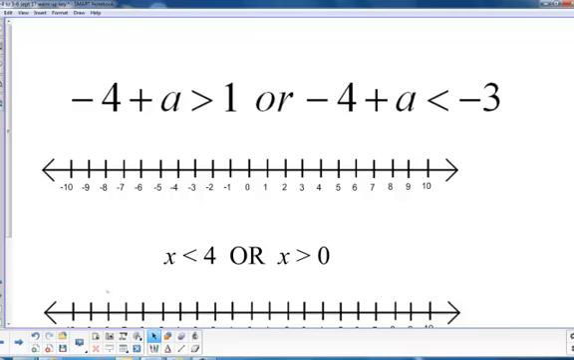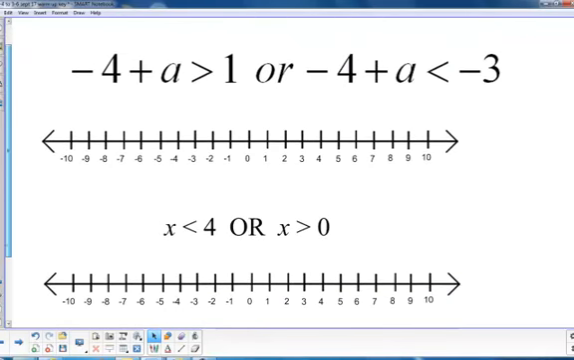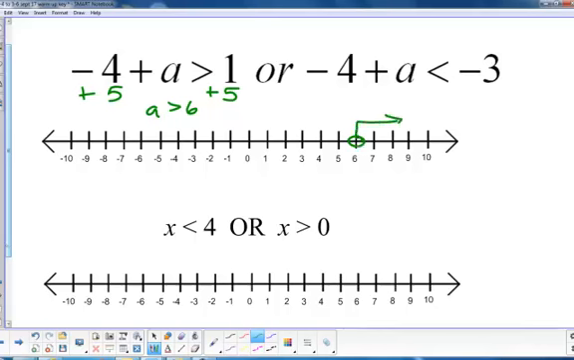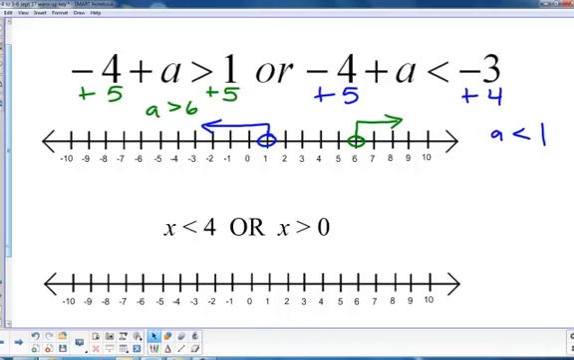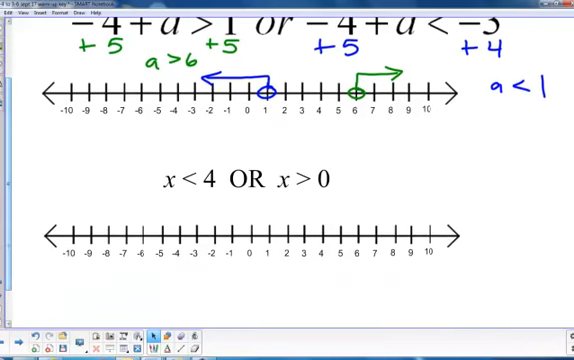Okay, the last slide here, the bell might ring, so let's see what we can do. We're going to add 5. So a is greater than 6. So I'm going to go up to 6, and I have an open circle with an arrow right. Over here, we're going to add 4. So I have a is less than 1. So open circle with an arrow left. That's a perfect "or" graph. So we're done. It's one or the other.